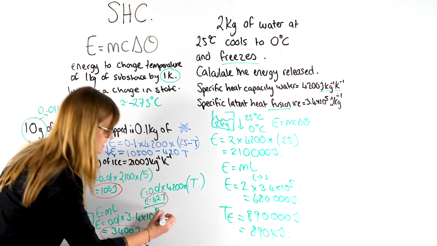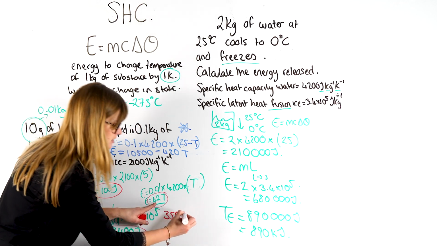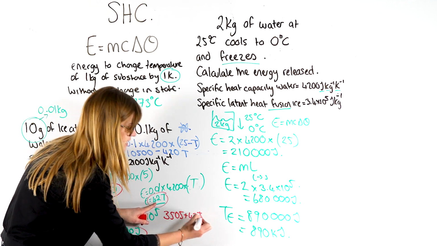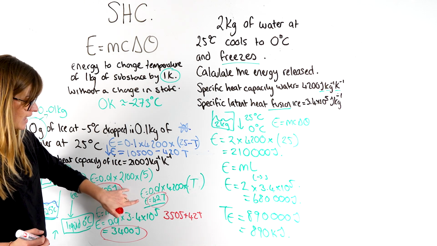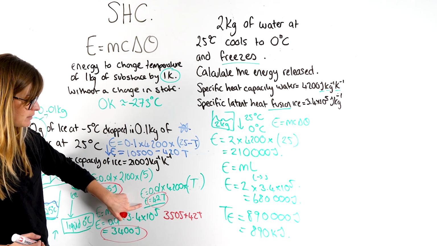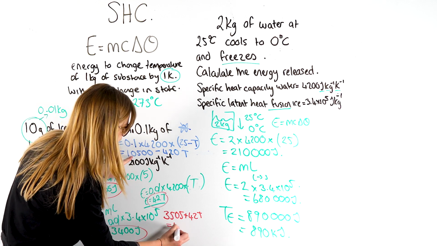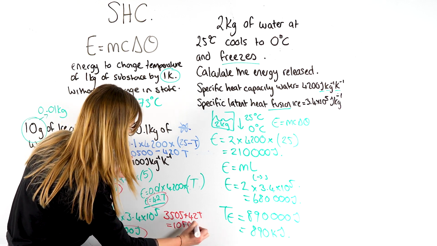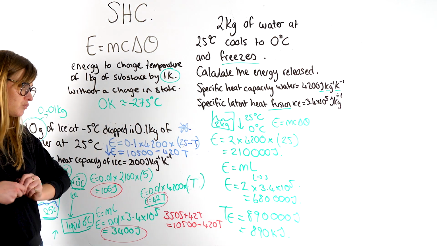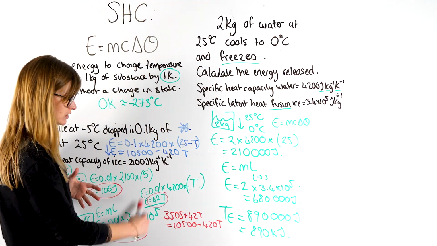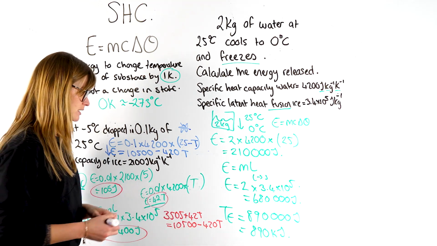So what I have now is 3505 plus my 42T for my ice, my ice that became liquid water, to increase in temperature. Is going to equal the drop in temperature, so it's going to equal our 10500, take away our 420T. So obviously now you want to bring all your numbers to one side and all your T's to one side. So what I'm going to do is add 420T to both sides.